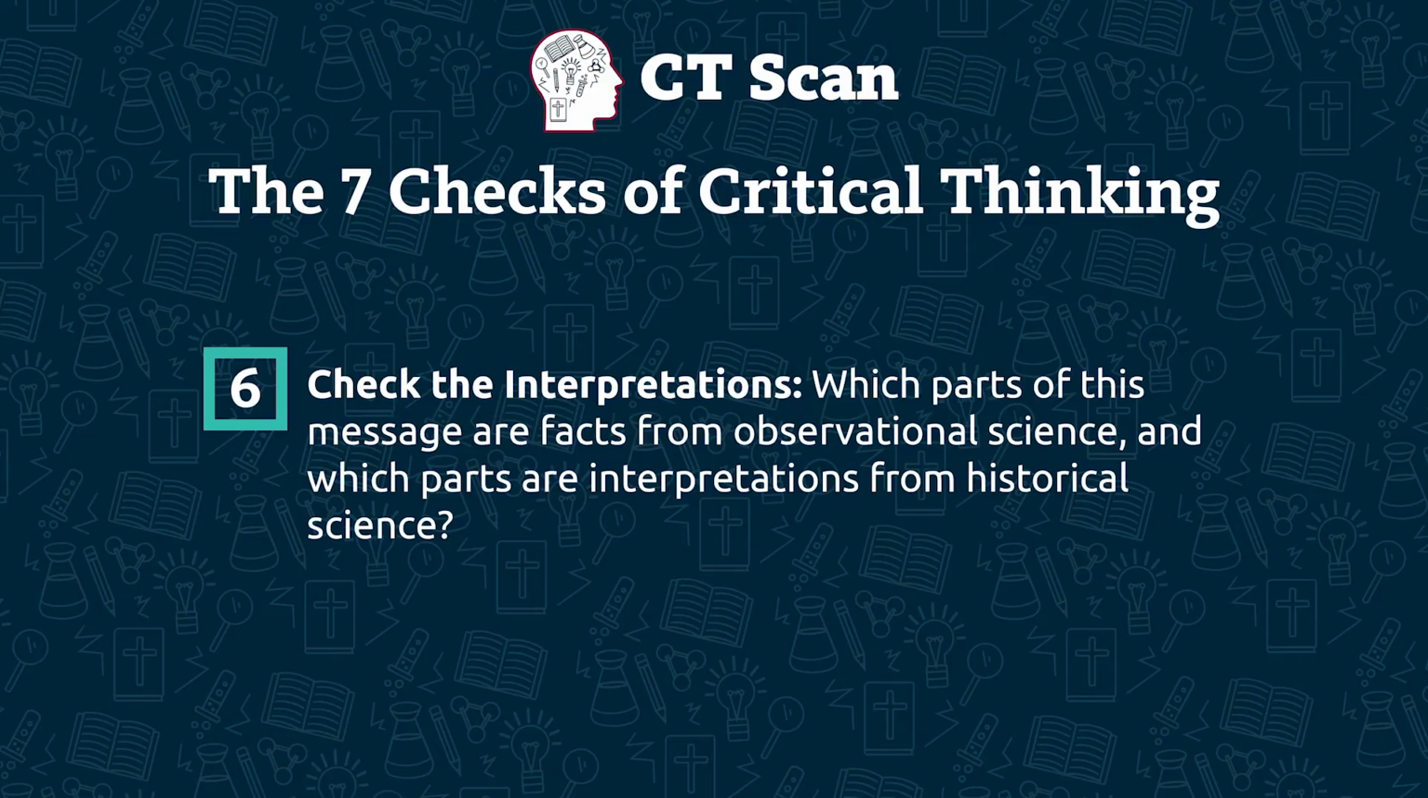Moving on to check 6, check the interpretations, we can ask, what's the observational science behind bad design claims? In this case, the facts we can observe in the present are that air and food both pass through the throat, which can lead to choking, and that optic nerves create small blind spots. The interpretation from historical science is that these features are products of evolution and are suboptimal designs. What assumptions lie behind this interpretation?